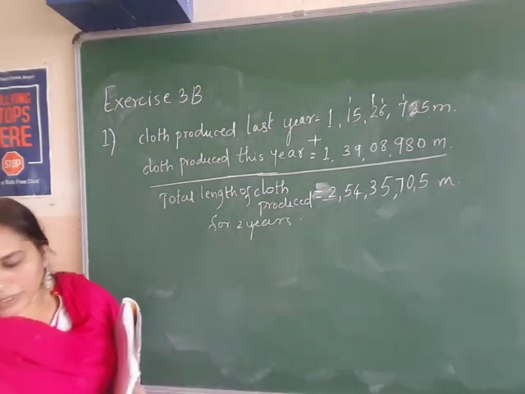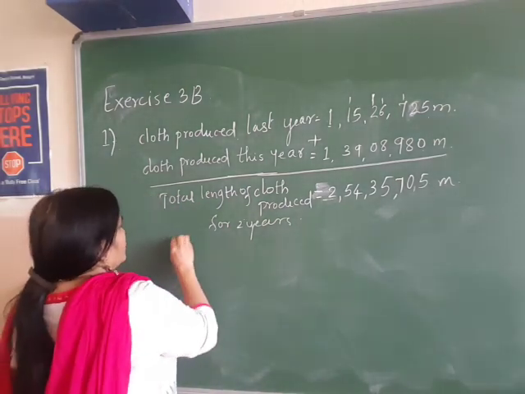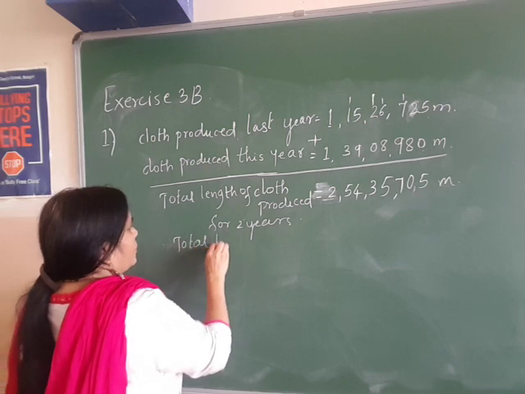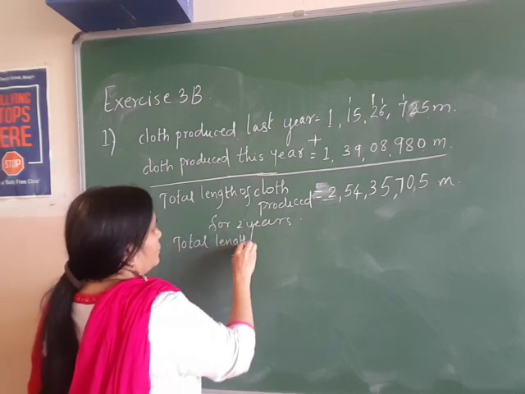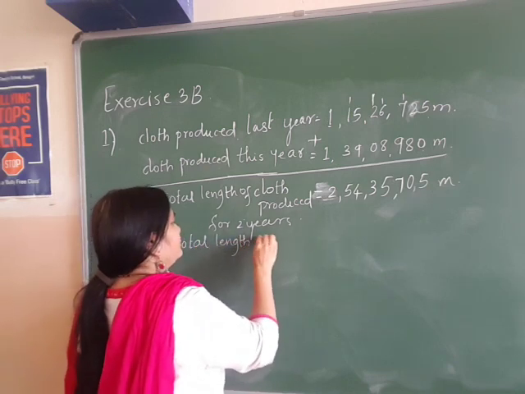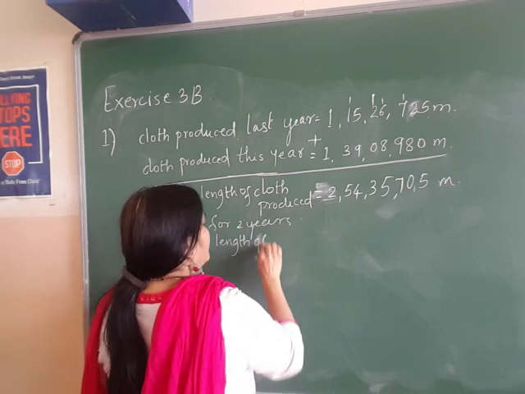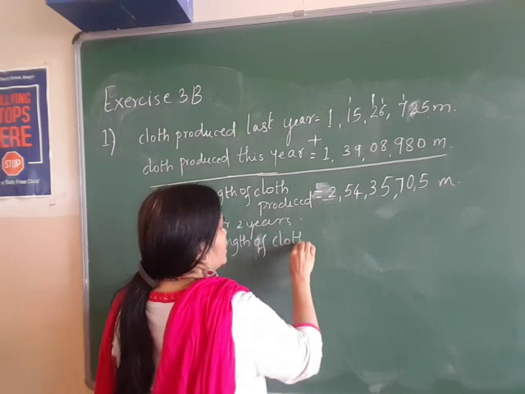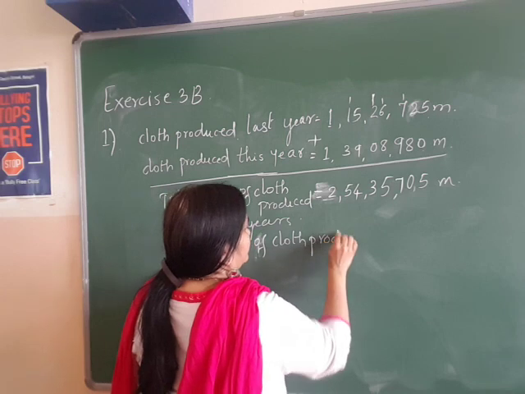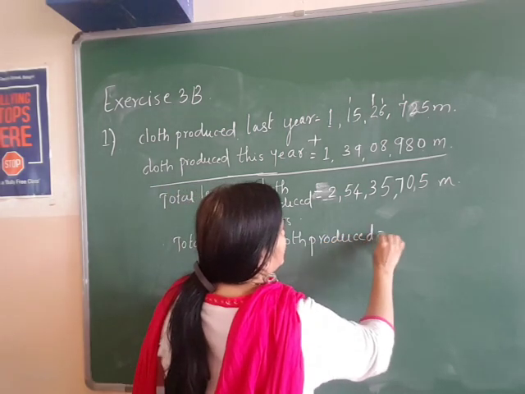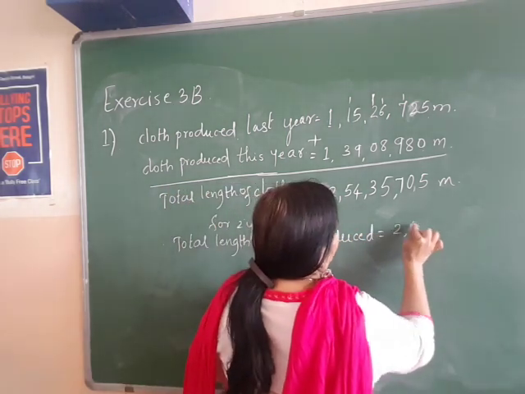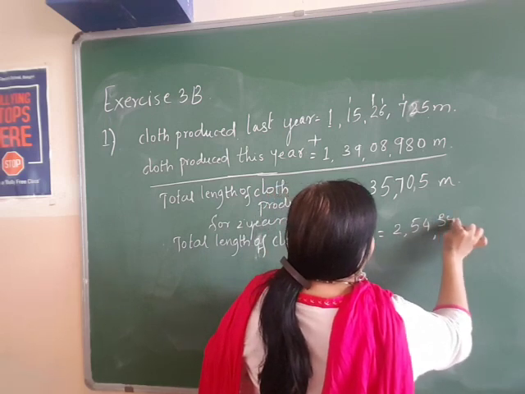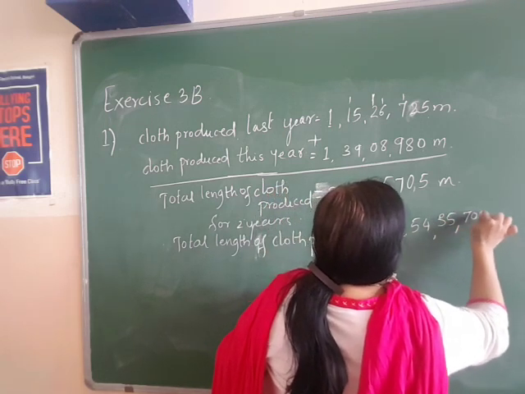Okay, so you can write it here. Total length of the cloth produced is equal to 2 crore 54 lakhs 35,705 meters.